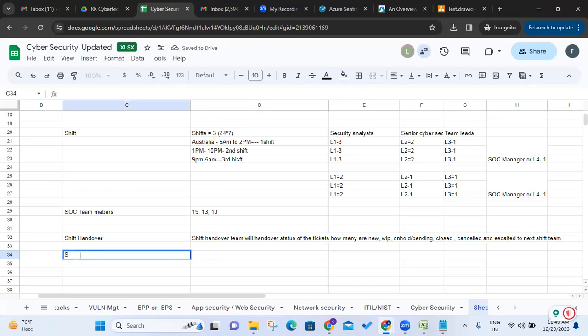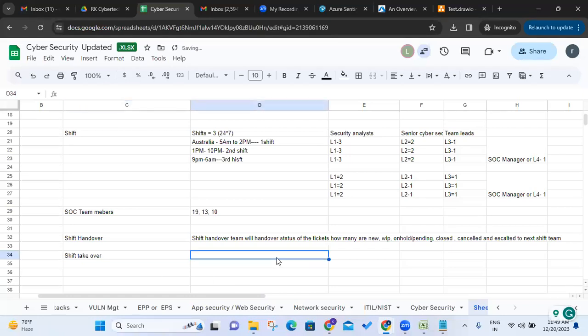Next one, shift takeover. Sir, one second. Yeah, please. Will we share the information by mail or any SharePoint location? Okay, it's a good question. So I will give a note.